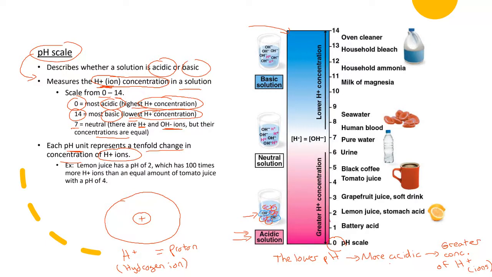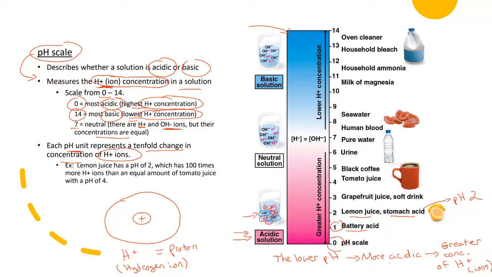Things that are very, very acidic are, for example, battery acid that has a pH of 1, lemon juice, stomach acid. We'll talk about this when we talk about our stomach. The pH of our stomach is around 2. It's very, very acidic. Grapefruit, pH of 3, black coffee, tomato juice around 5 and 4.